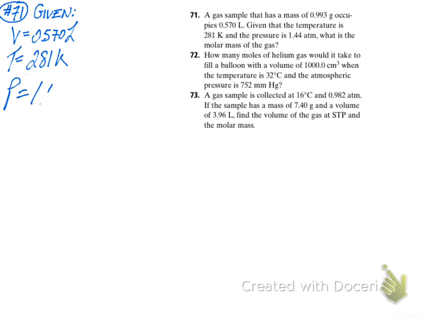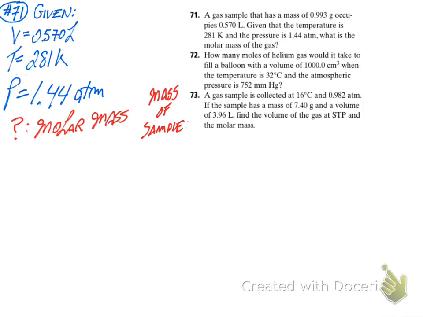writing down the given information. It's very important. We've got an initial volume of 0.57 liters, an initial temperature of 281 Kelvin, and an initial pressure of 1.44 atmospheres. We're also told in this problem to find the molar mass of the gas. That's interesting because it's not asking for the number of moles of gas that this sample contains.